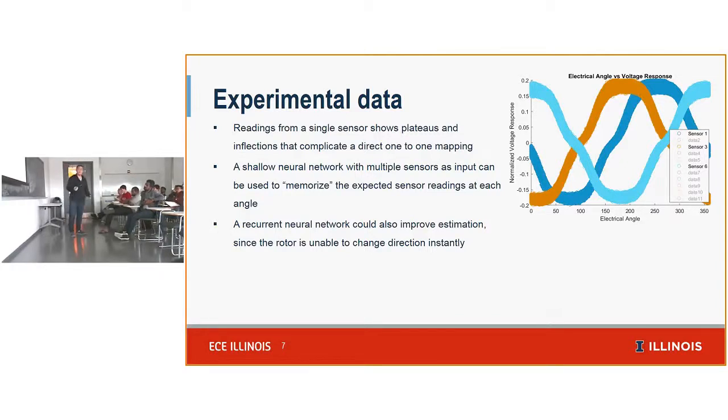Furthermore, with a permanent magnet machine, because of its finite torque ability, we don't expect the direction or speed to change drastically. So a recurrent neural network could also possibly be used, wherein it also takes in as input the previous prediction of itself. This is a possible method to improve the estimation accuracy based on the past state of the system.